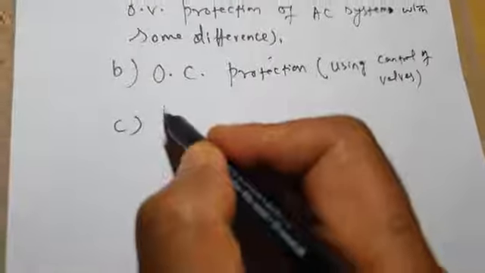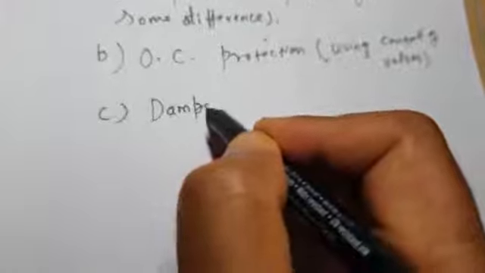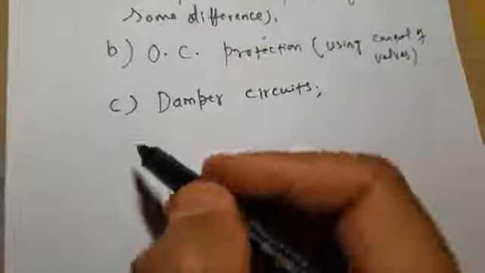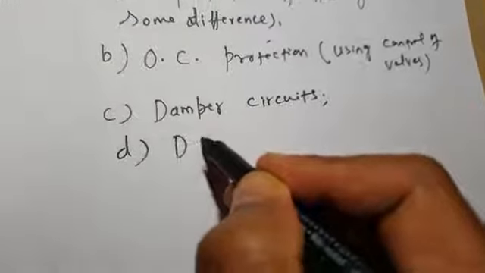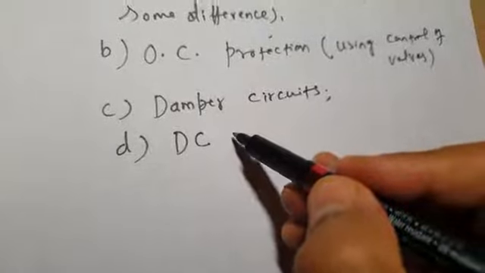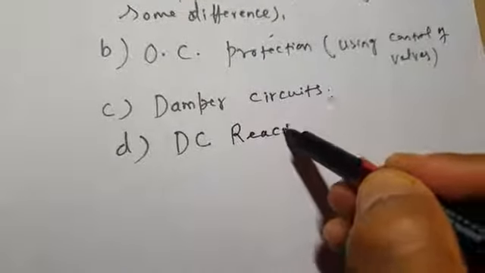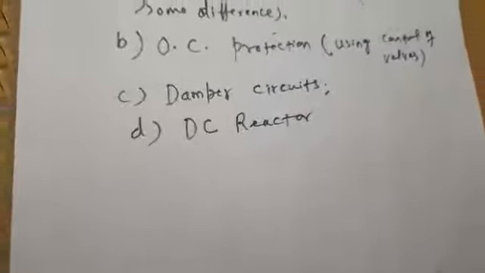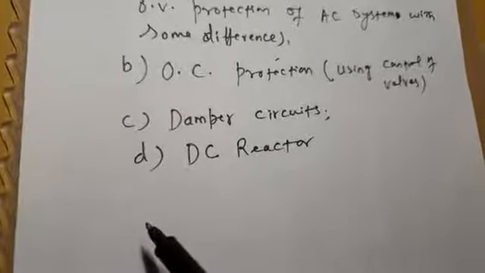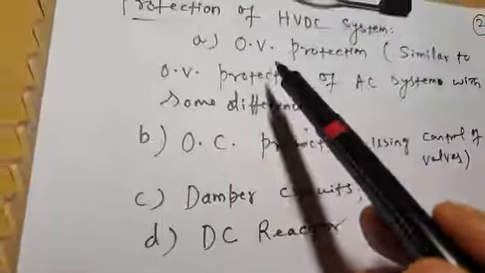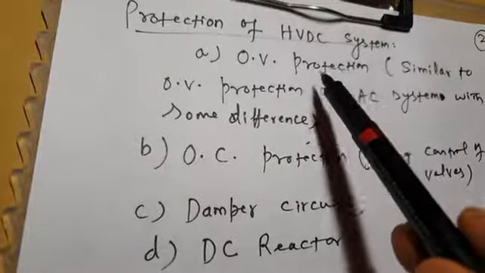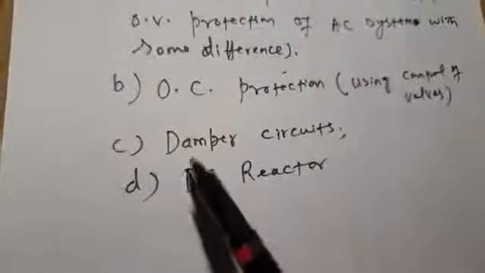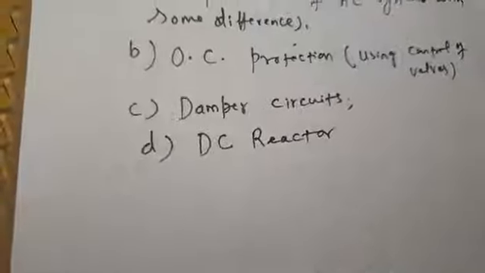Third, protection is also provided by some special circuits which are called damper circuits. In our next lecture, we will discuss these damper circuits. And protection against certain maloperations like commutation overlaps is also provided by the DC reactor. We will discuss that later on. These are the various types of protections that we have to provide for our HVDC system: overvoltage protection, overcurrent protection, and damper circuits and DC reactor for various other types of protections.